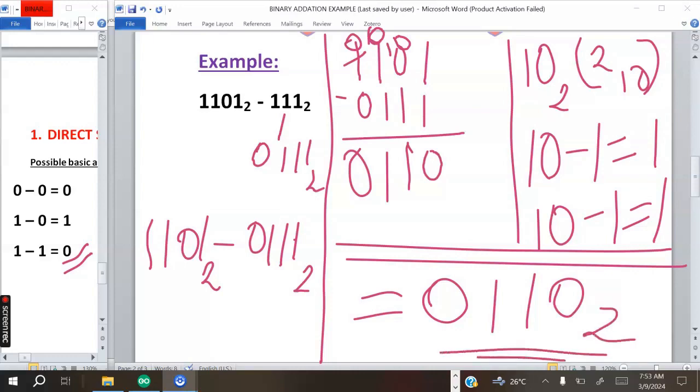So the most important part in direct subtraction is that as long as you are able to get the basic subtraction principles, that is, 0 minus 0 is equal to 0, 1 minus 0 is equal to 1, and 1 minus 1 is equal to 0, you'll be able to get all the working correct.